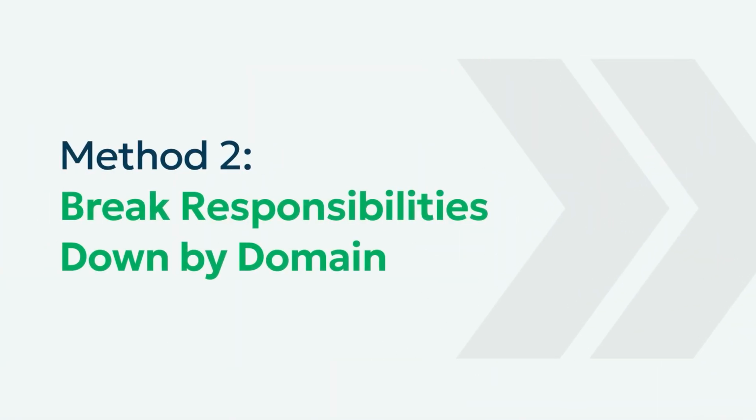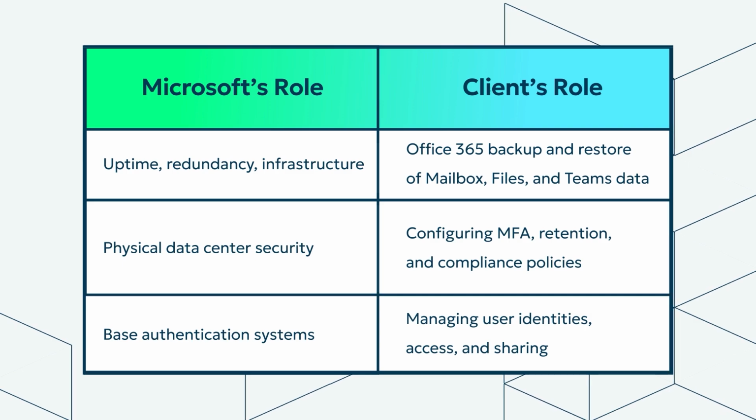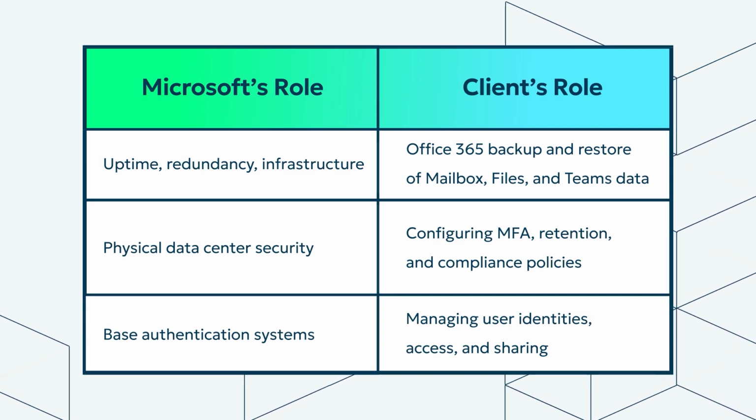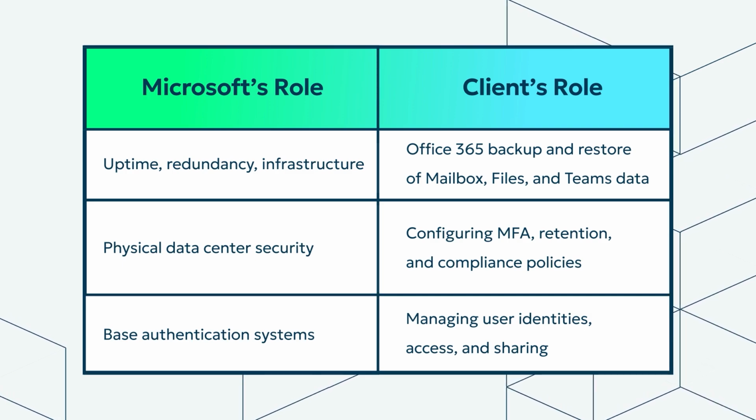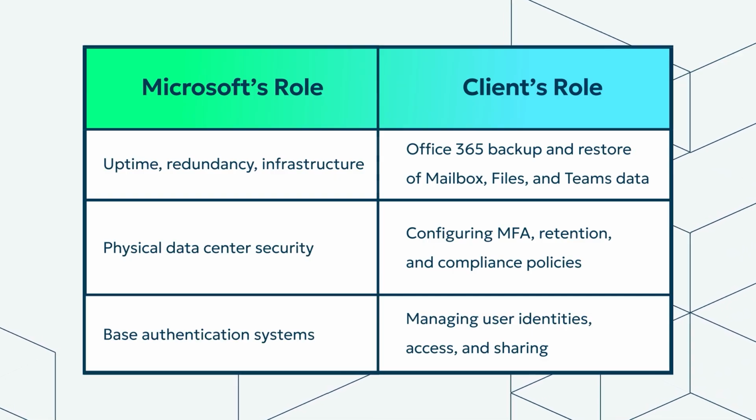Another effective approach is to present responsibilities side by side, as shown in this example. When you structure the conversation this way, accountability becomes clear. It also creates a natural transition into discussions about MFA, backups, and governance policies.